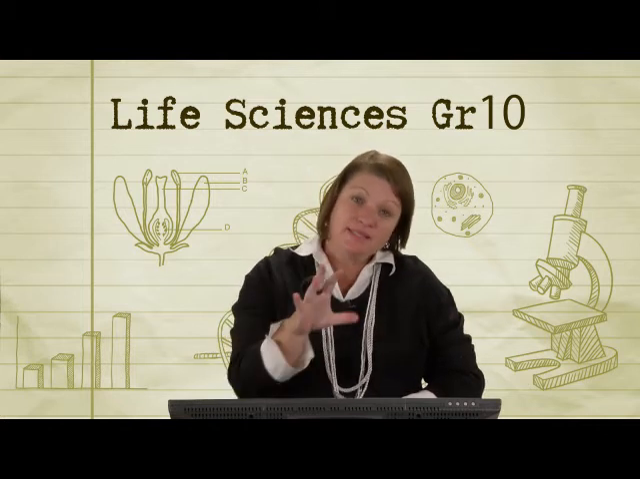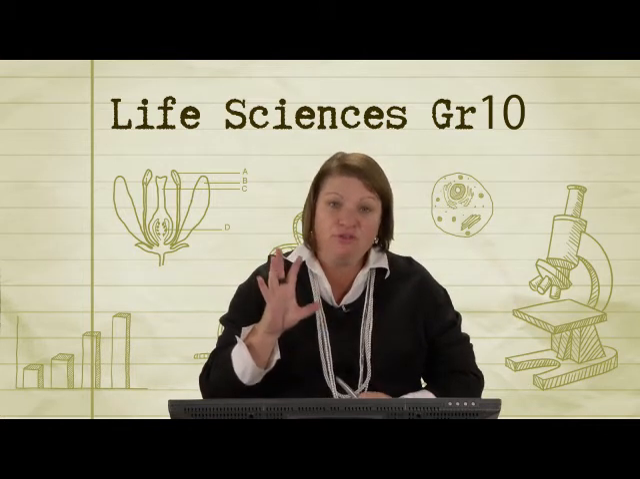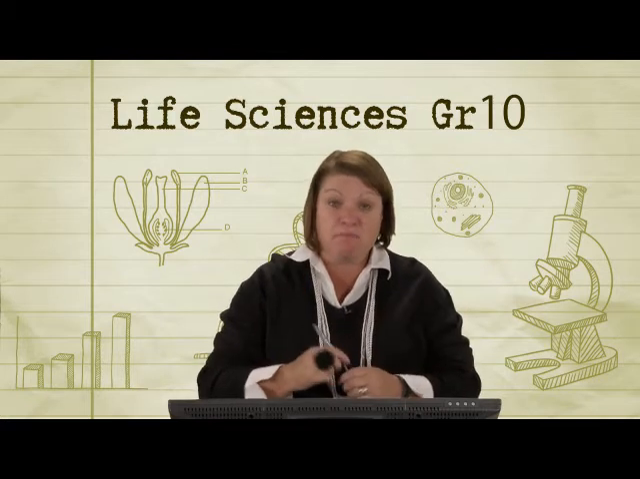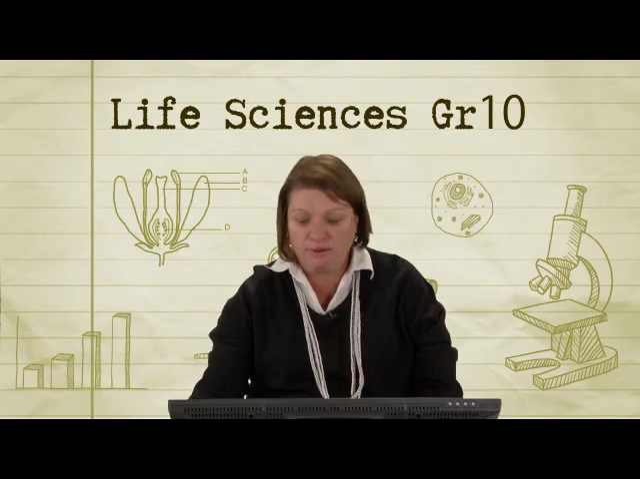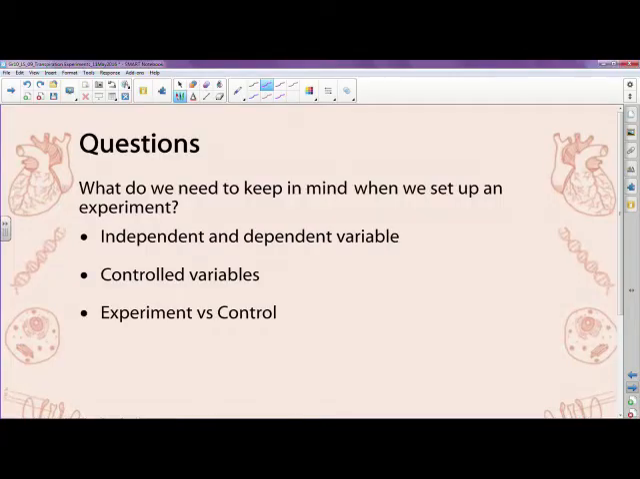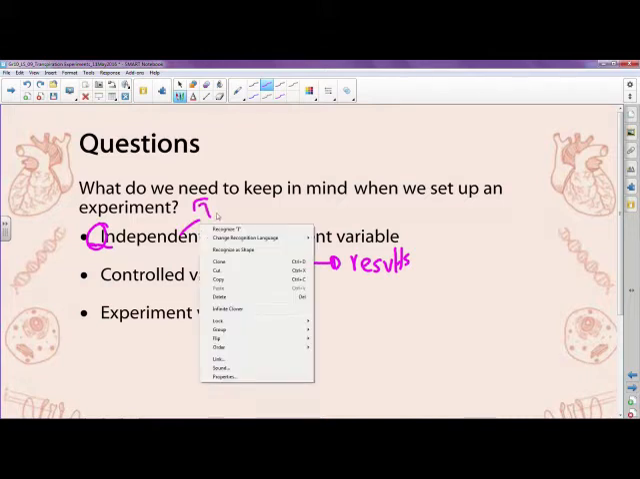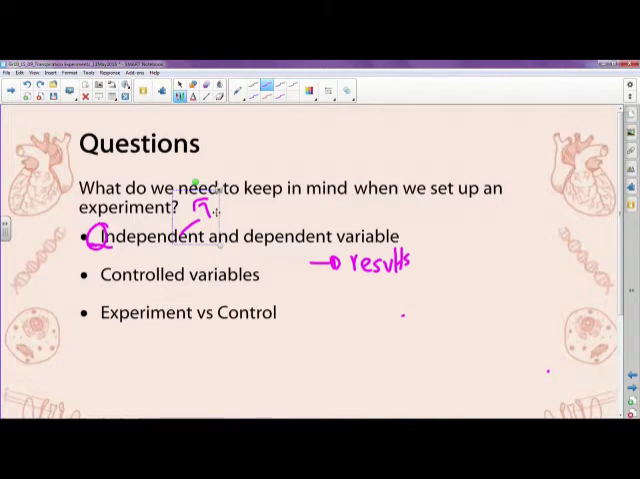Now, when setting up an experiment, there are a few things that you need to keep in mind. They are the following: the difference between an independent variable and a dependent variable. Independent starts with I. During the experiment, it's the things that I am in control of, which I can do. Whereas a dependent variable, those are your results. So independent is the factors that I can control, whereas the dependent is the results.